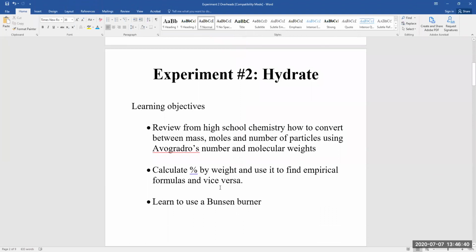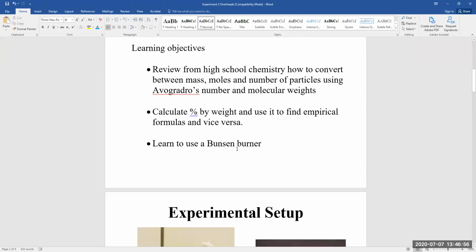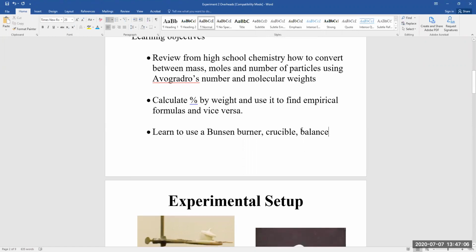And that can be done backwards, but we're not going to do that backwards as an experiment. Rather, that would be some practice problems where you're given an empirical formula and you can backtrack and figure out percent weight. So you can give it a molecular formula and you can backtrack and figure out weights. You're also going to learn how to use a Bunsen burner, a crucible, right? And again, you're using the balance, the analytical balance again, all right?